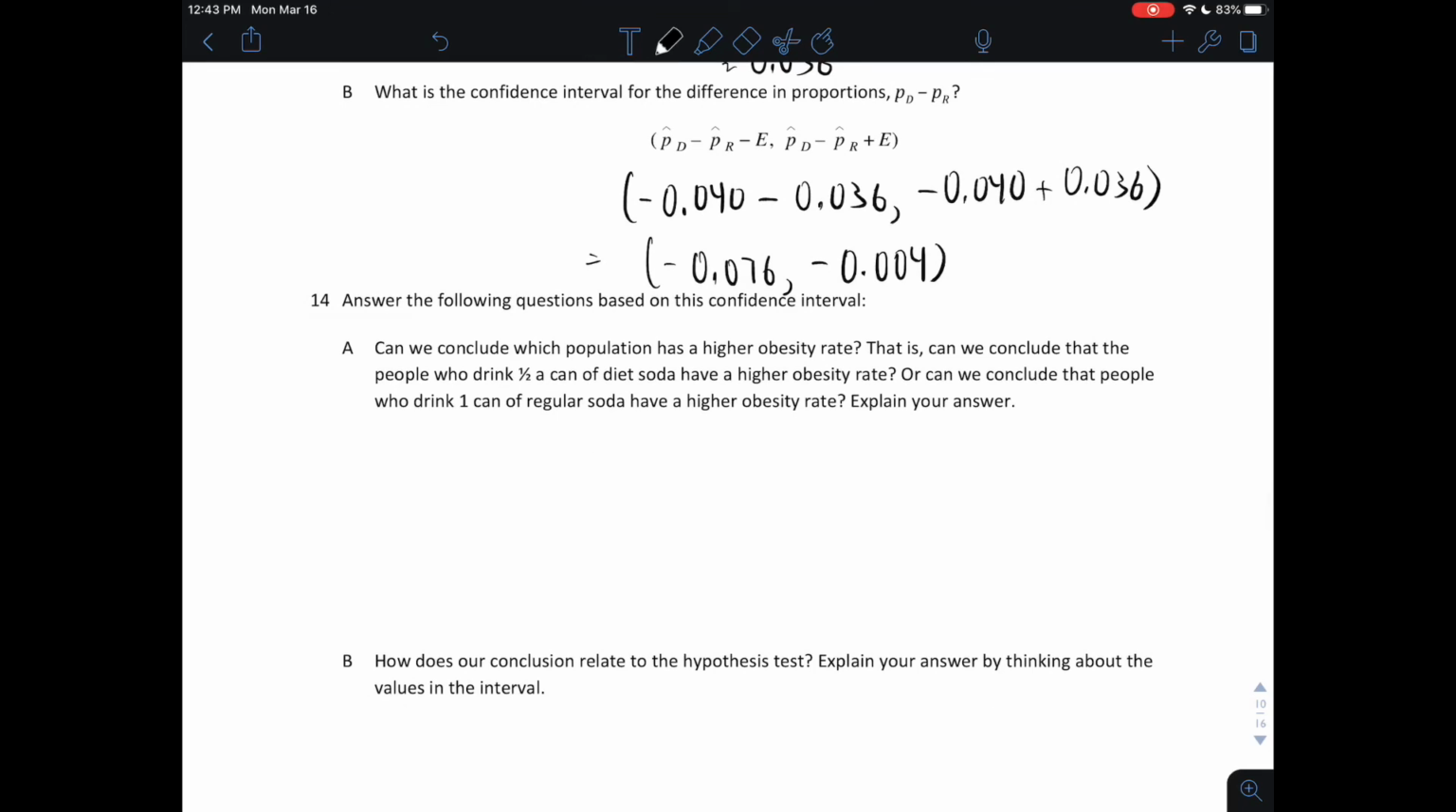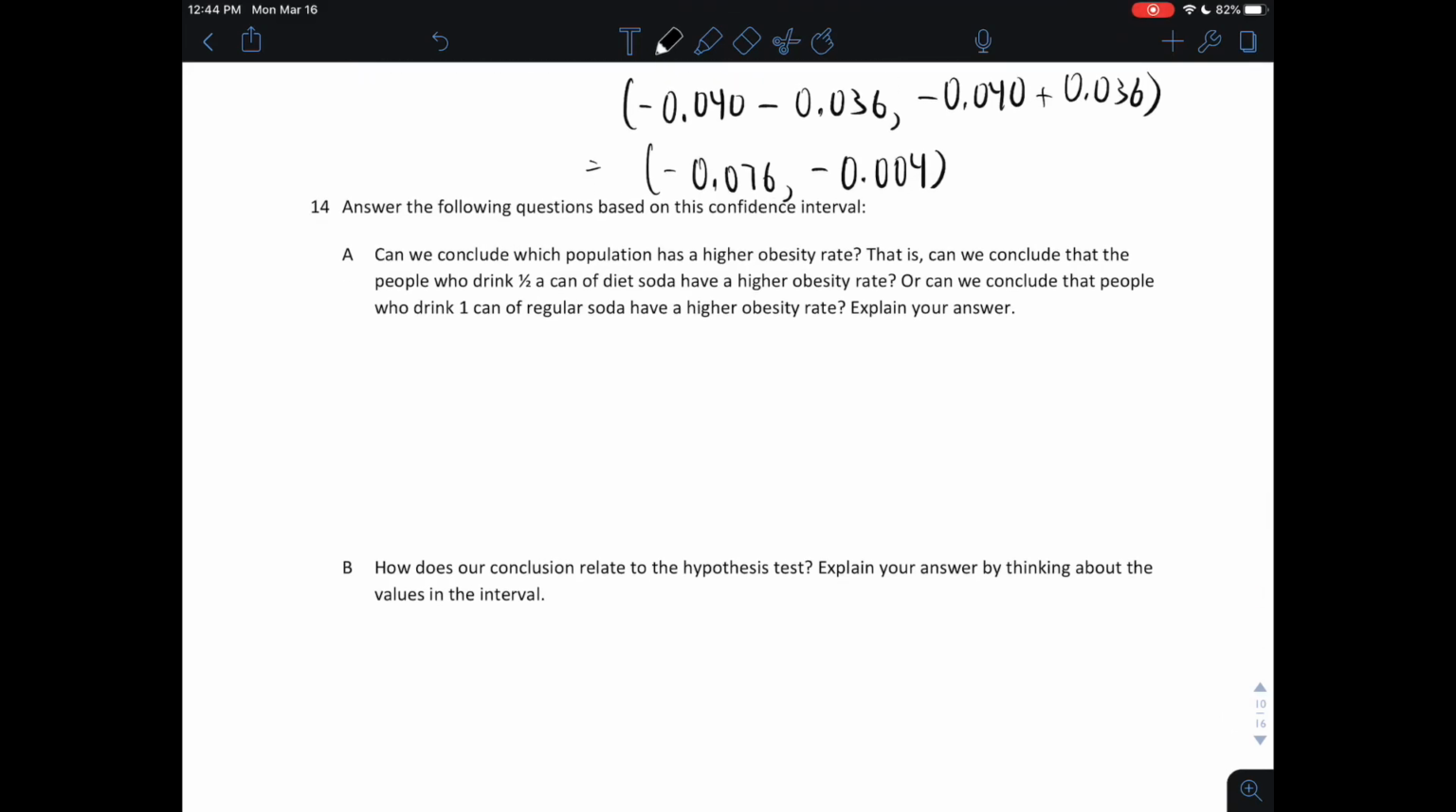So then we're just going to answer a couple questions based on this confidence interval. Part A, can we conclude which population has a higher obesity rate? That is, can we conclude that the people who drink a half can of diet soda have a higher obesity rate? Or can we conclude that people who drink 1 can of regular soda have a higher obesity rate? Explain your answer. What we can notice in our confidence interval is that both numbers are negative. Both numbers in the confidence interval, I'm just abbreviating that as CI, are negative.